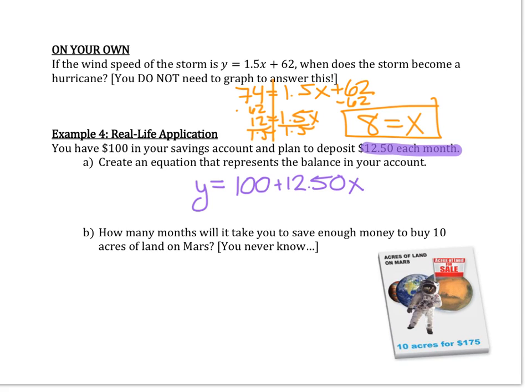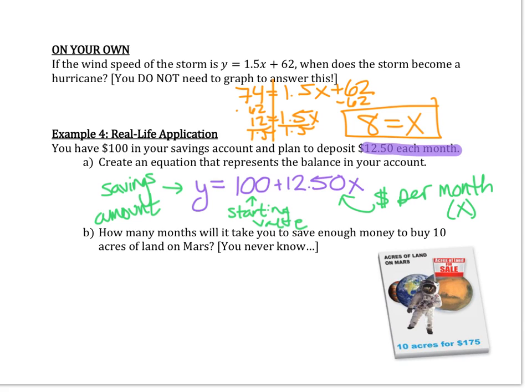To sum this up, my y is the amount in my savings account. The 100 is my starting value, so what I first put into my account. And then the $12.50 is the amount that I deposited each month, which is being represented with my x. So one last question to top it off. After how many months will it take you to save enough money to buy 10 acres of land on Mars? This came from the book, so don't question it.